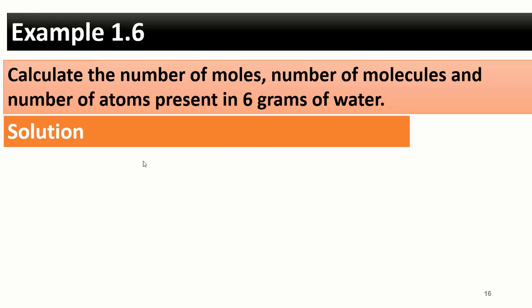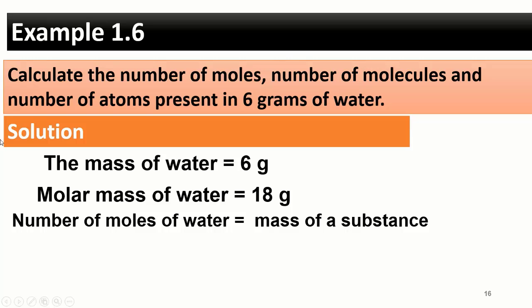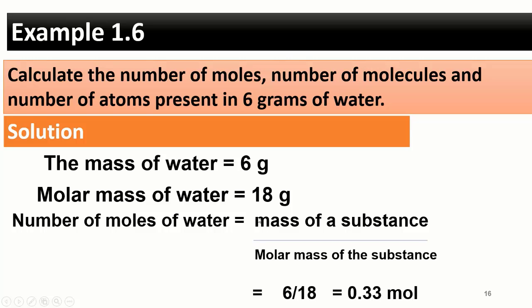Let's find them. Solution. The mass of water is given, 6 gram, and you know that the molar mass of water is 18 gram. Now you can find out the number of moles of water by applying the formula: mass of substance divided by molar mass of the substance. Now the mass of substance is given 6 gram and the molar mass of the water is 18 gram. And when 6 will be divided by 18, the answer will be 0.33 moles. So first of all, we calculate the number of moles.